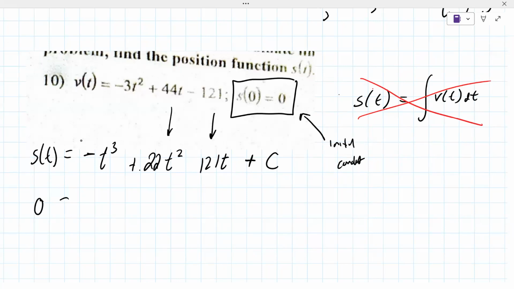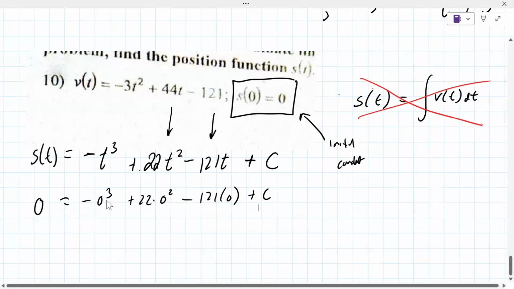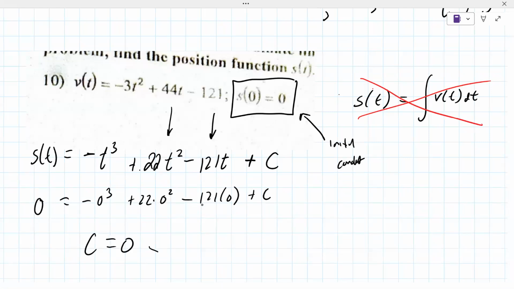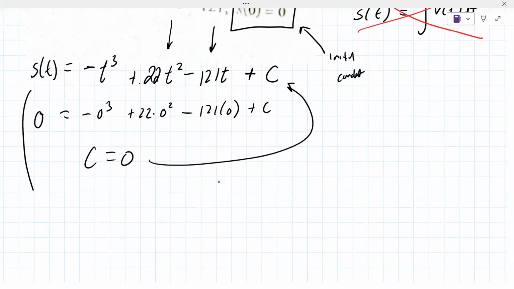So S of t is 0, and then you put 0 in for t. And you find that everything is 0. That's 0, 0 cubed is 0, 0 squared is 0 times 22, and so on. And so C ends up being 0. So you might think, well, C is always 0, and that is not true. It just happened to be in this problem that the constant of integration is 0.